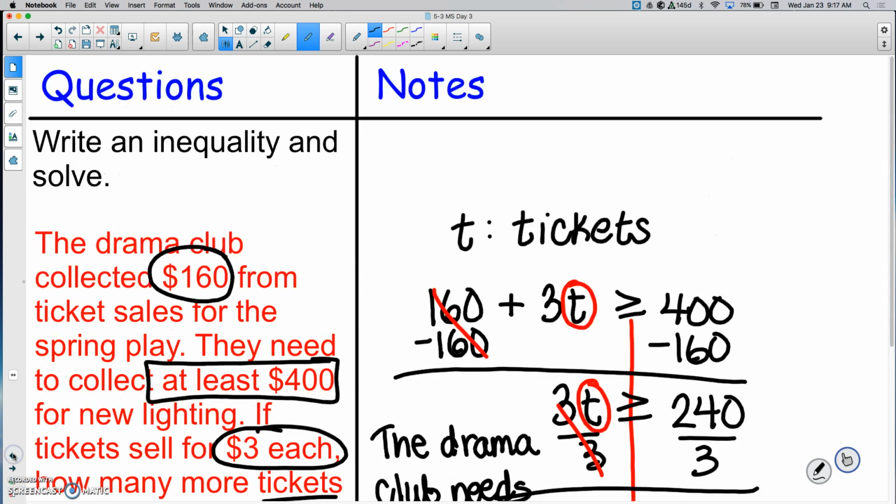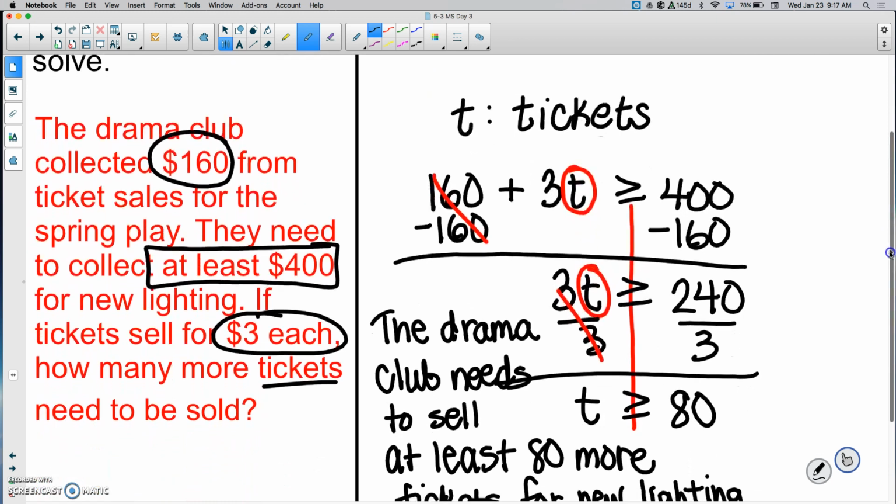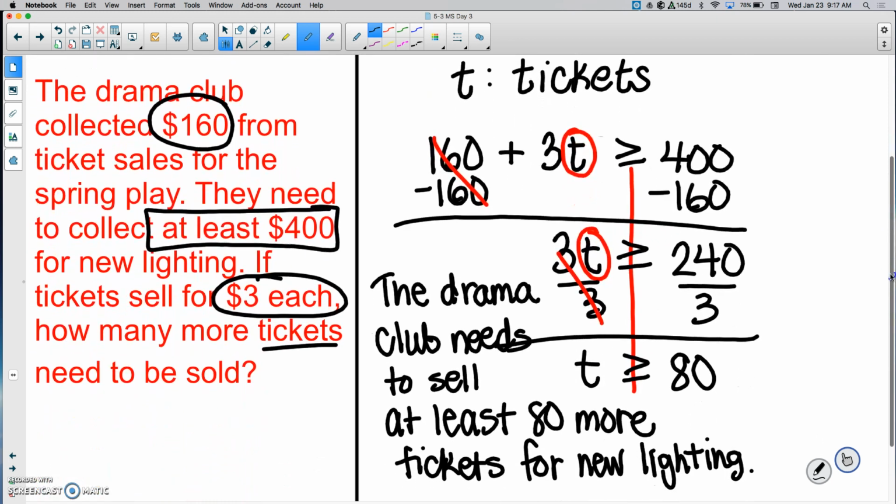All right, that was the last example. So hopefully you understand what you need to write an inequality for a word problem and solve it.